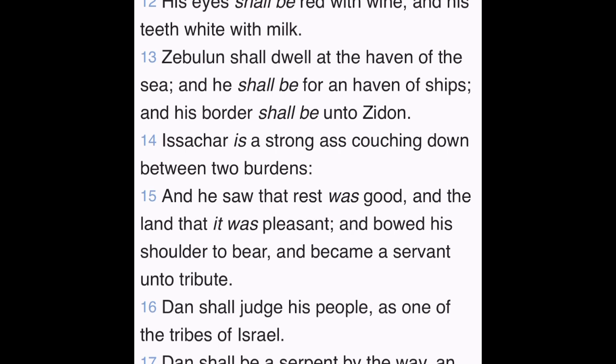This lesson will be entitled The Modern Zebulun. We're going to discuss who the modern Zebulonites are found in the Bible.